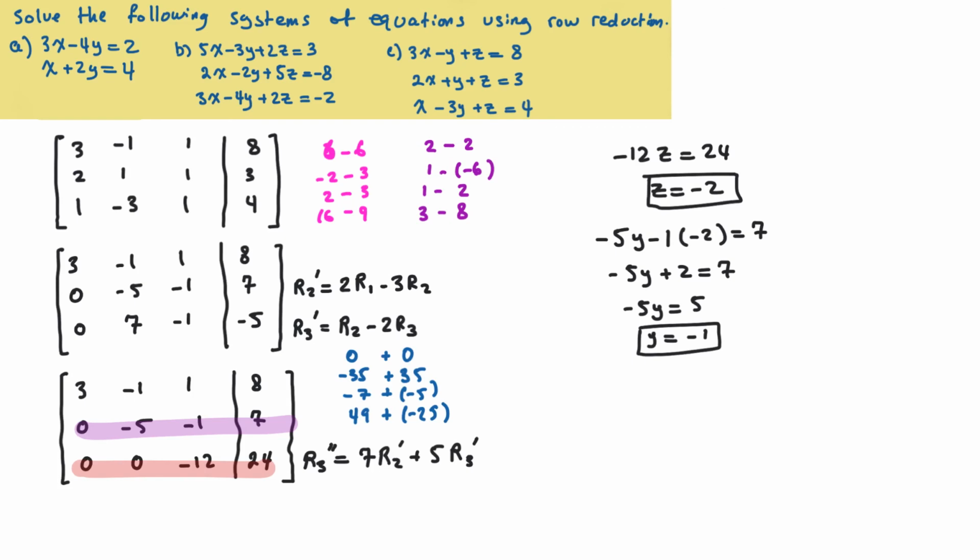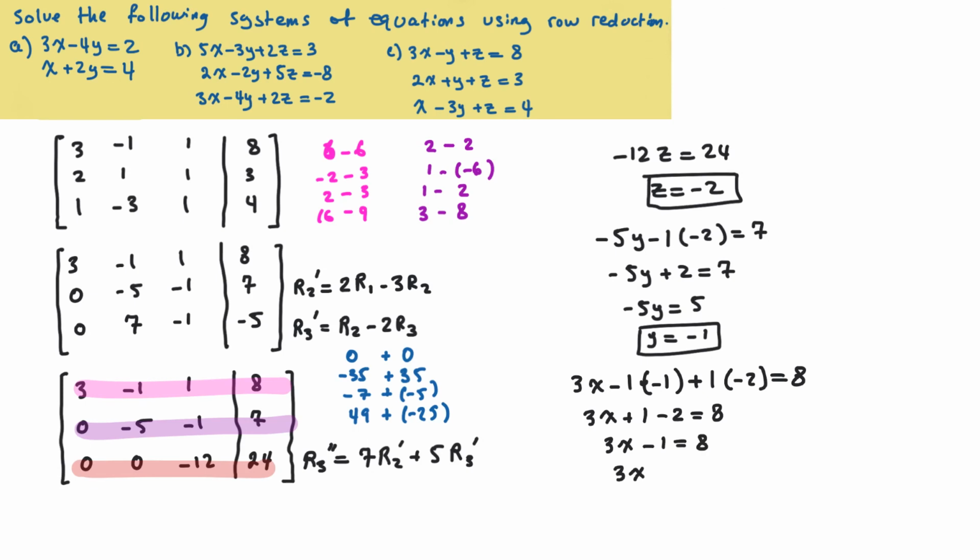Finally, we are going to use the first row to finish answering the question. We will have 3 times x minus 1 times y, which is negative 1, plus 1 times z, which is negative 2, and that's going to equal 8. We have 3x plus 1 minus 2 is equal to 8. Let's use one more step here. Minus 1 is equal to 8. I'm going to add 1 to both sides to get 3x is equal to 9, and I'm going to divide both sides by 3 to get my x value as 3.